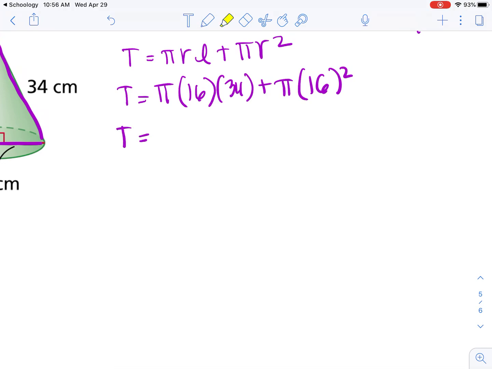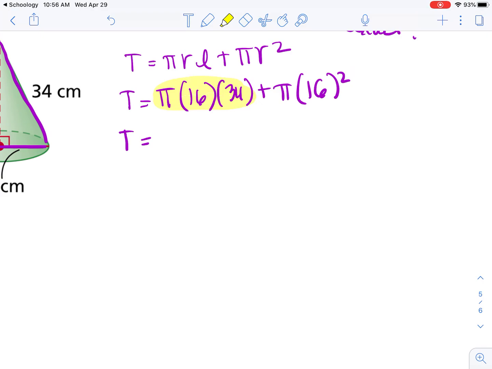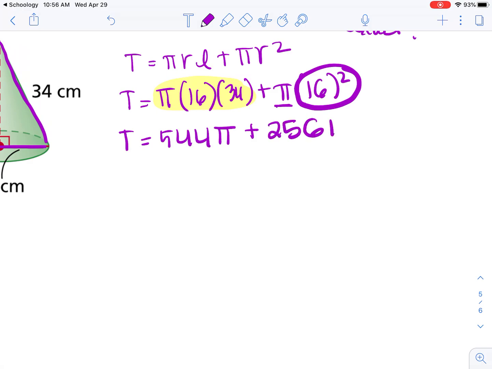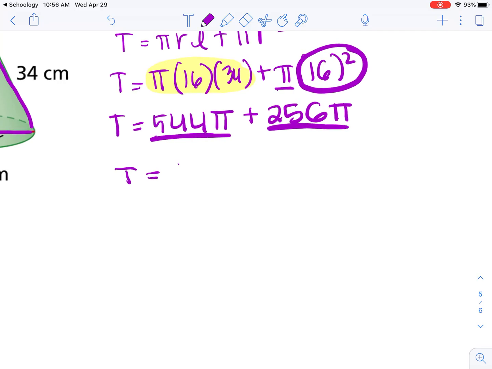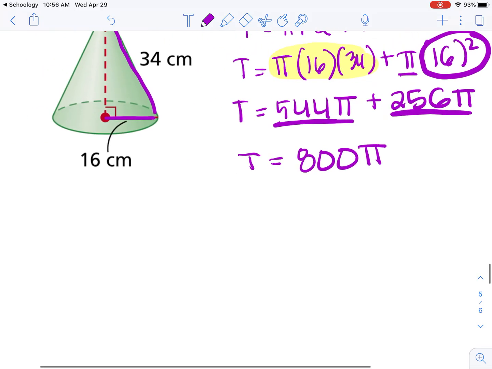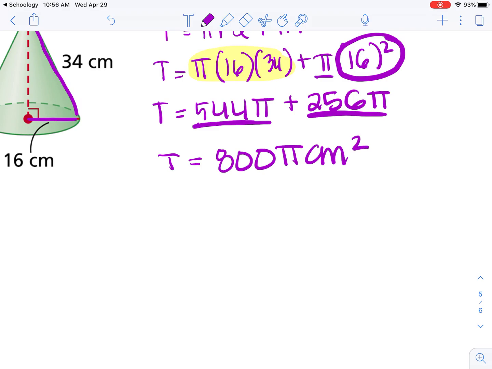Okay, so now I have to get my exact answer. That means I'm not putting pi in my calculator. So first I have to simplify this. I'm just going to do 16 times 34 in my calculator. And I get 544. And then remember, I never put the pi in my calculator. Plus, I need to know what 16 squared is. And once again, I'm not putting pi in my calculator. So 16 squared is 256. And I didn't put pi in my calculator. So now notice these both have pi in them. It's like having like terms. I can combine them. So 544 and 256, once again, I'm not putting pi in my calculator, is 800 pi centimeters squared. Okay.